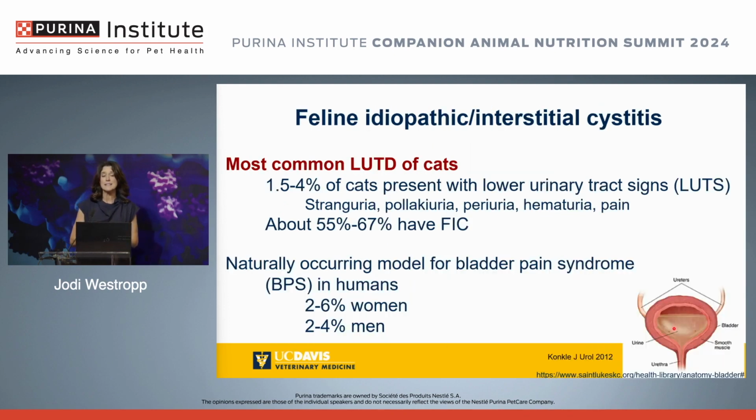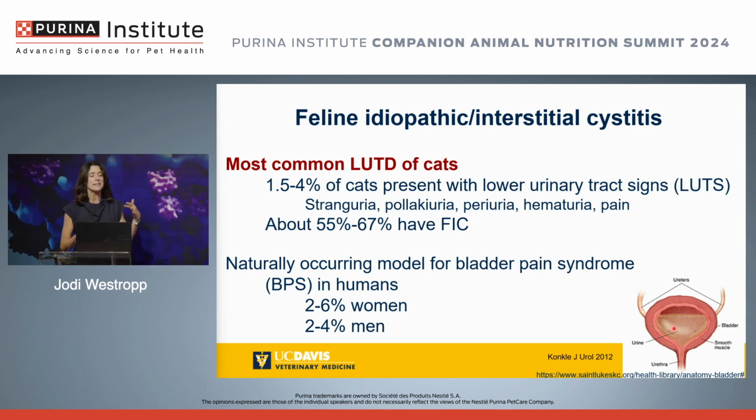Well, FIC is one of the most common differential diagnoses for cats that present with lower urinary tract signs. About anywhere from 1.5% to 4% of cats that present with lower urinary tract signs overall. And approximately 2/3 of those will be diagnosed with FIC.